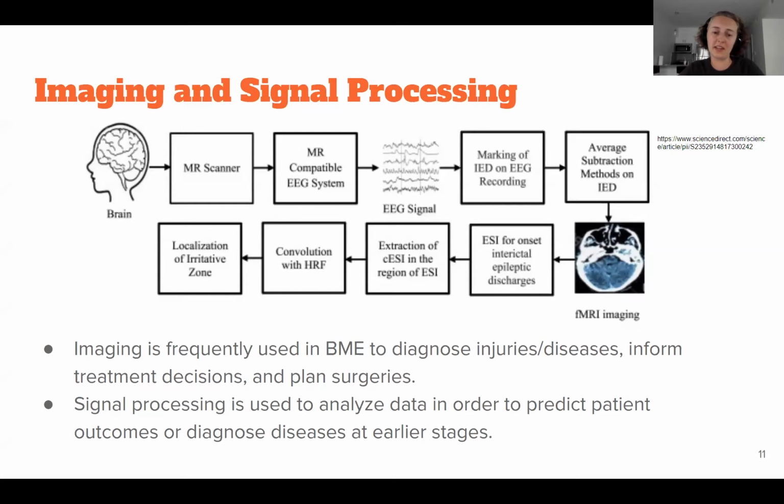Signal processing, on the other hand, is often associated with imaging because we use signal processing to analyze large quantities of data. And this data is often in the form of images, or it might come from images, in order to do things like, again, predict patient outcomes or diagnose diseases as well.